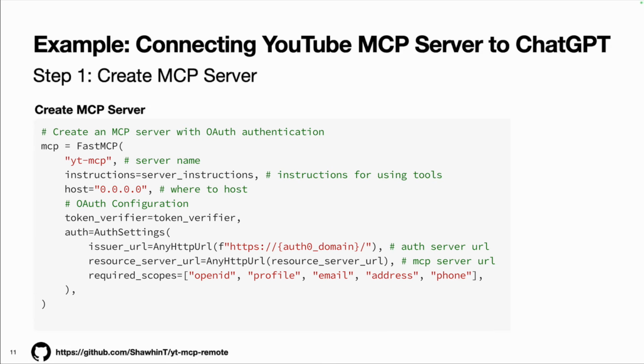Then we have our token verifier we saw in the previous slide. And then we'll use this auth settings class from the MCP Python SDK, and then we'll pass in a few inputs here.